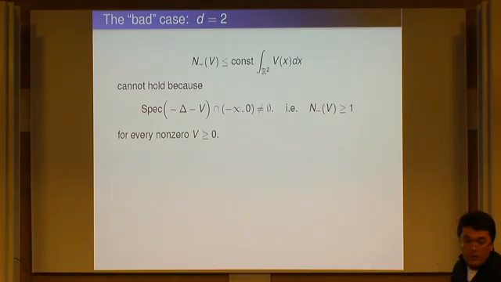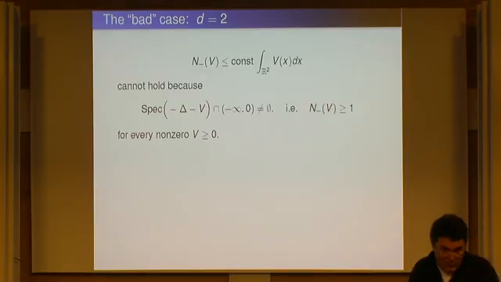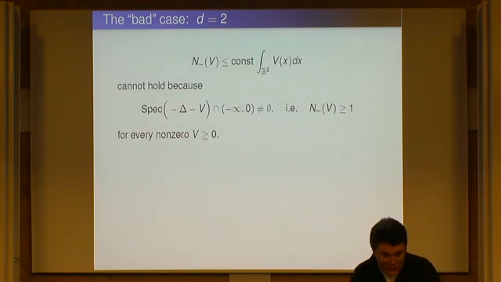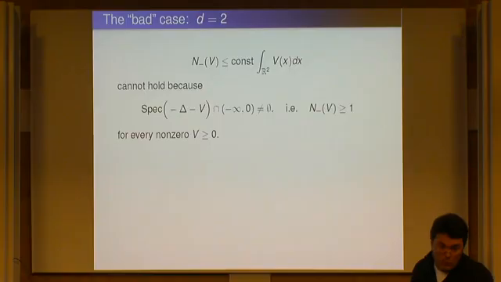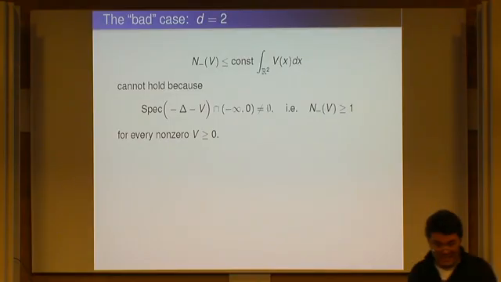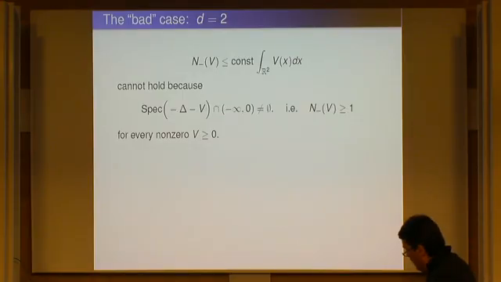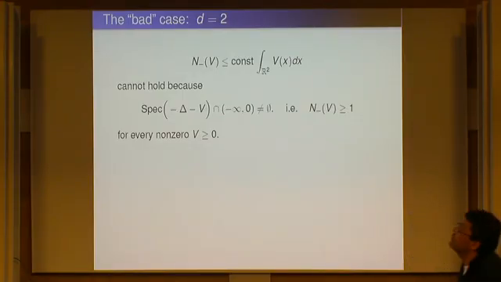But the constant can be big. Whatever constant you have, take the potential whose integral is smaller than 1 over that constant, so the right-hand side will be less than 1, and nevertheless, the number of negative eigenvalues is at least 1. So this is a trivial obstruction to this one. More serious is that, suppose I put this plus a constant to take into account exactly this effect.